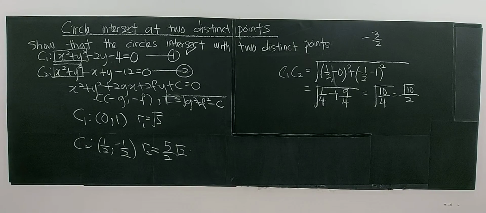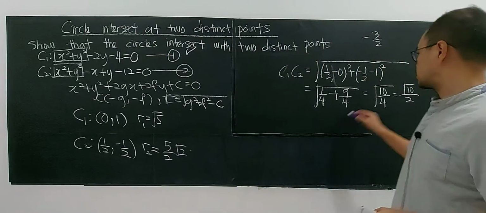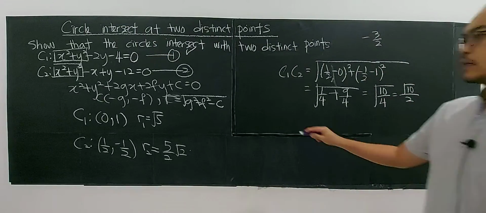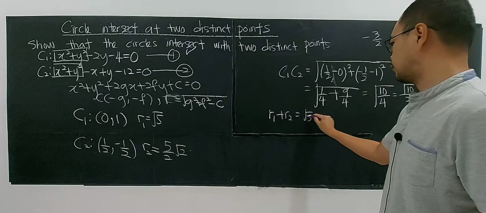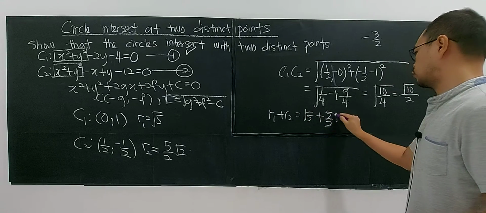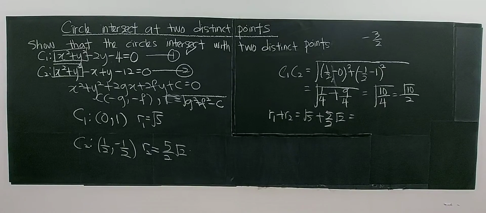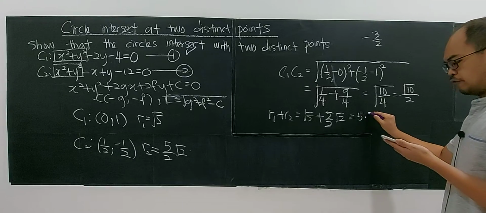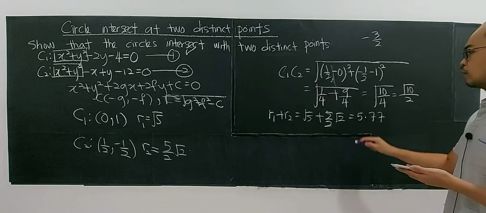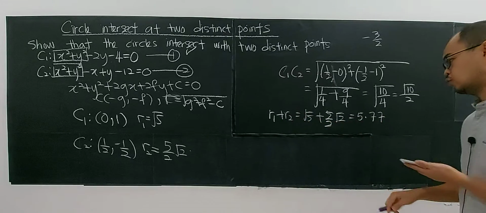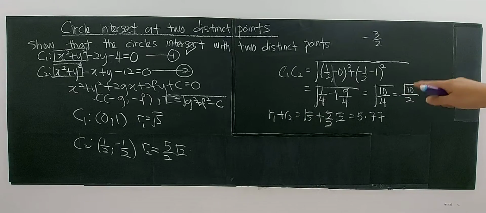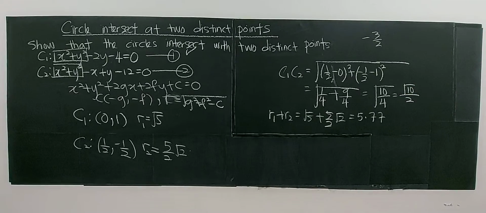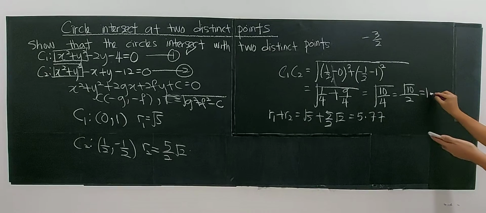So the distance between C1 and C2 is the square root of 10 over 2, and the sum of the radii R1 plus R2 is the square root of 5 plus 5 over 2 square root of 2. I check the values using a calculator and change them to decimal form. The sum of the two radii is 5.77, and the distance between the centers I was getting 1.58.